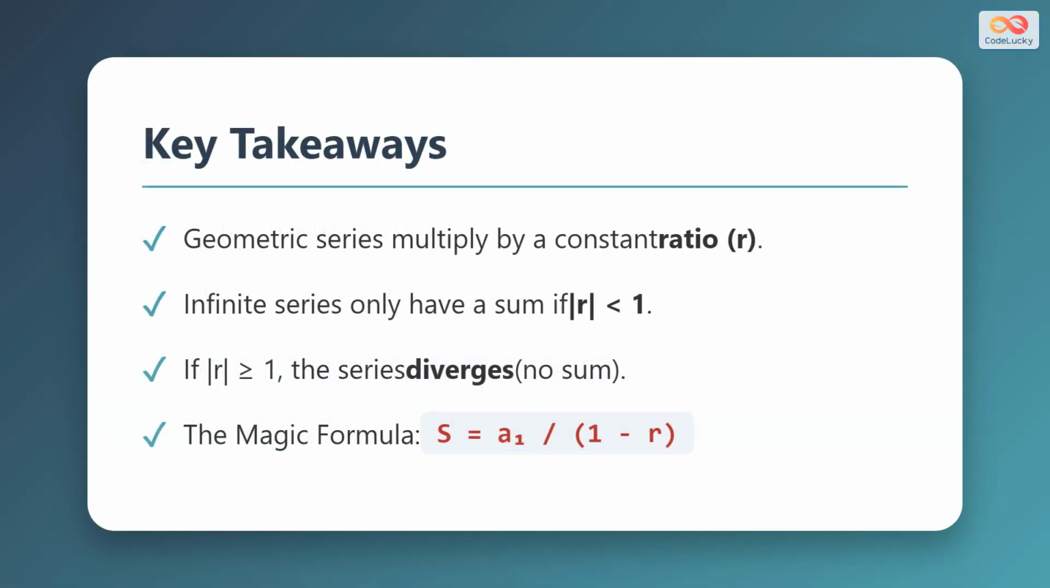To wrap up, remember these key points. A geometric series is defined by multiplying by a constant ratio r. An infinite sum only exists if that ratio is between -1 and 1. If it is larger, the series diverges. And finally, when it does converge, you can find the exact sum using the formula S equals a sub 1 over 1 minus r.